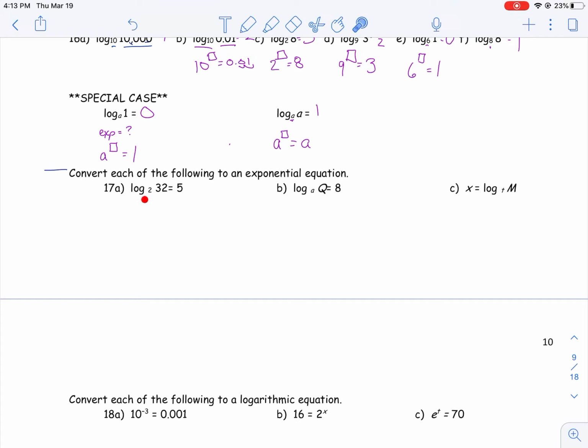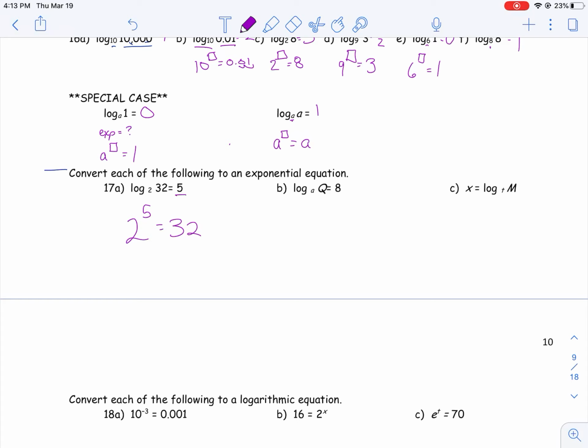Remember how to say this? How do we say this here? Hopefully you're thinking log base 2 of 32 equals 5, because that's going to help you remember the exponential equation. Remember that the base is 2, and logarithms are always looking for the exponent, so this is just saying 2 to the 5th equals 32. And if you multiply it out, 2 times 2 times 2 times 2 times 2 is 32.